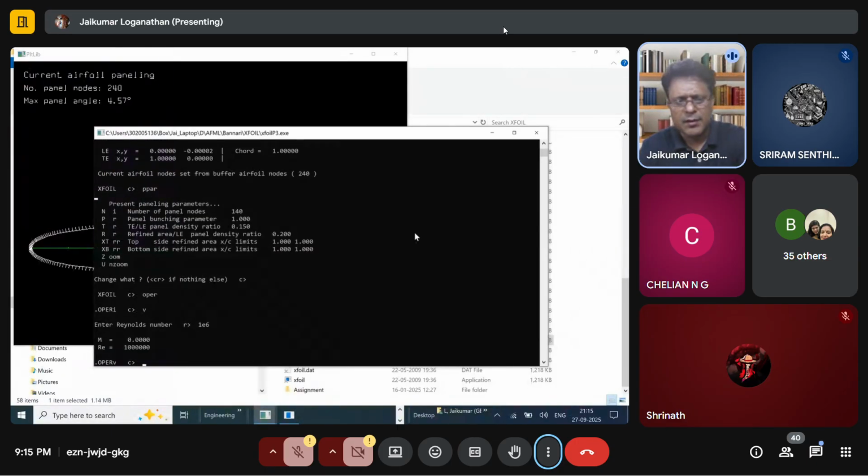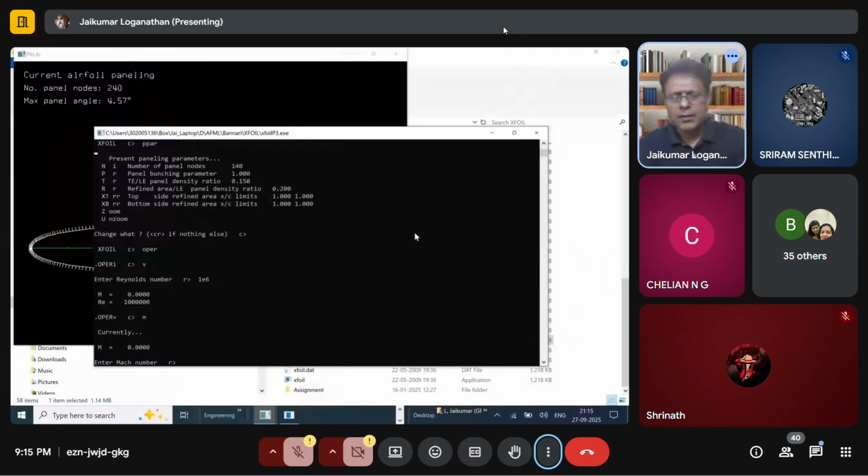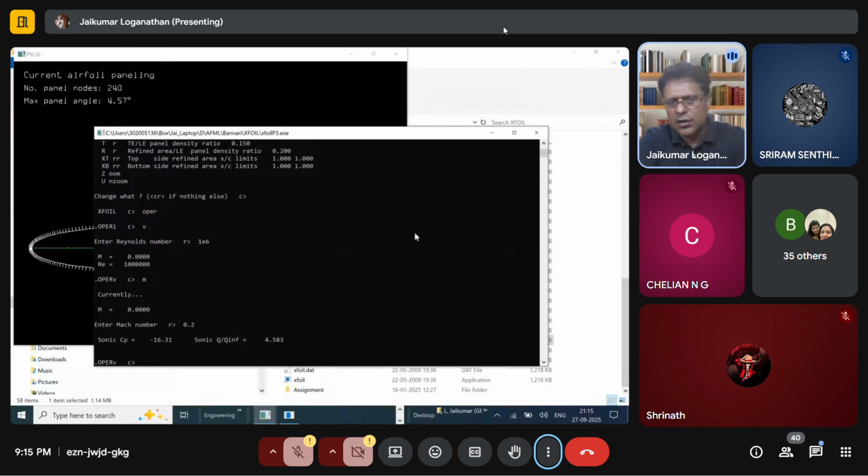Now it has set the Reynolds number. Now we have to set the Mach number also. For that, you have to press M. This XFOIL can be used only for subsonic flows, so the Mach number cannot exceed 0.3. Subsonic and incompressible flows. So you usually give 0.2 as the Mach number. Now we have set the Reynolds number and the Mach number. That is all that is needed. Now we can look at the CL and CD it is going to generate for one angle of attack. So I'll put alpha 0.